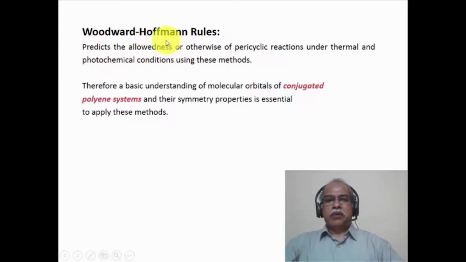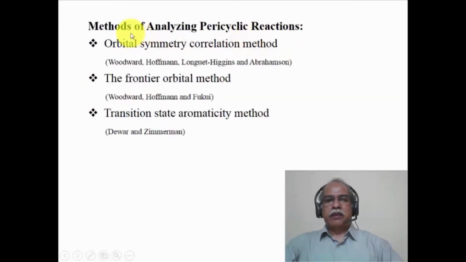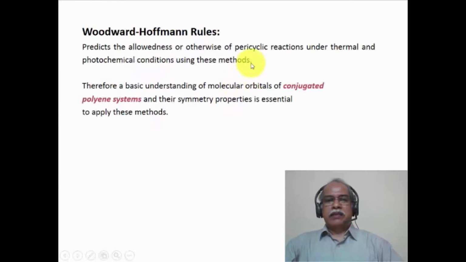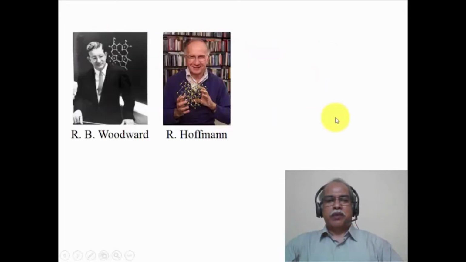So in order to understand the Woodward-Hoffmann rule, which are derived from the methods of analyzing the pericyclic reaction by these three methodologies, it is necessary to have a very good understanding of the molecular orbital pictures of conjugated polyene systems and also identify the symmetry property with respect to certain symmetry elements. This is essential in order to understand these methods and their application in the analysis of pericyclic reaction. So let us have a look at one by one. Before that, let us see the scientists who are behind the development of this theory.